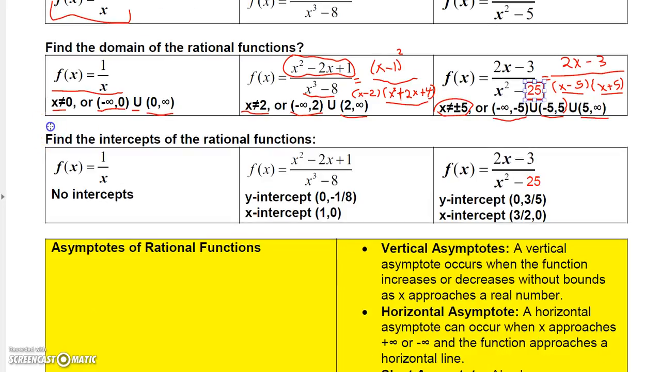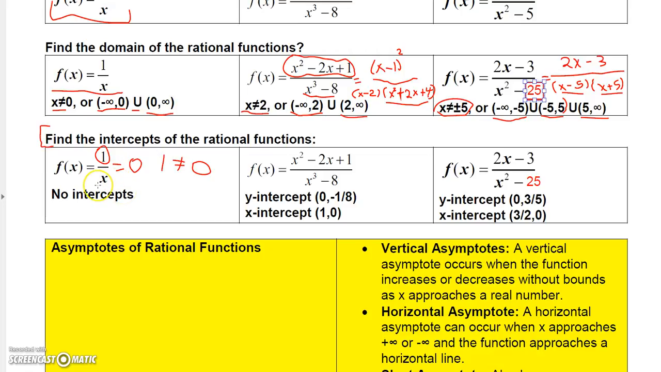Okay, let's talk about finding the intercepts of these rational functions. We've done a little bit of this in the past. This rational function, if you were to set it equal to 0, the only way a fraction can be 0 is if the numerator is 0 and the denominator is not 0. Well, the numerator is 1, and there's no way that 1 can be 0, so there's no way that y can be 0. So if y can't be 0, then you're not going to get an x-intercept, okay?